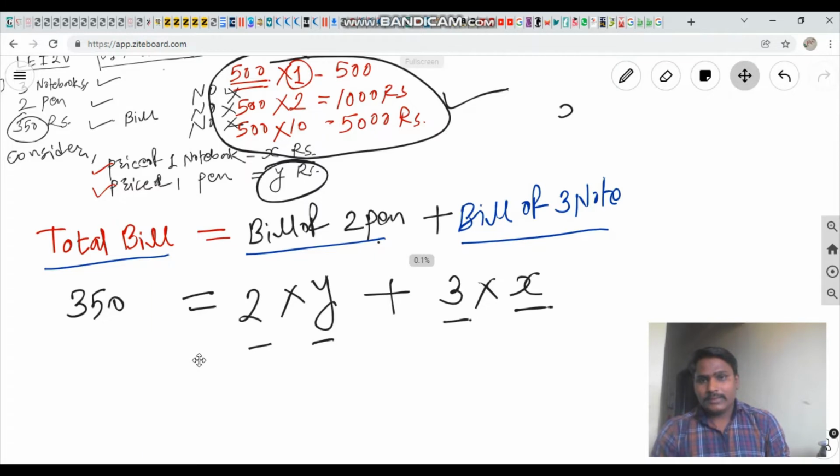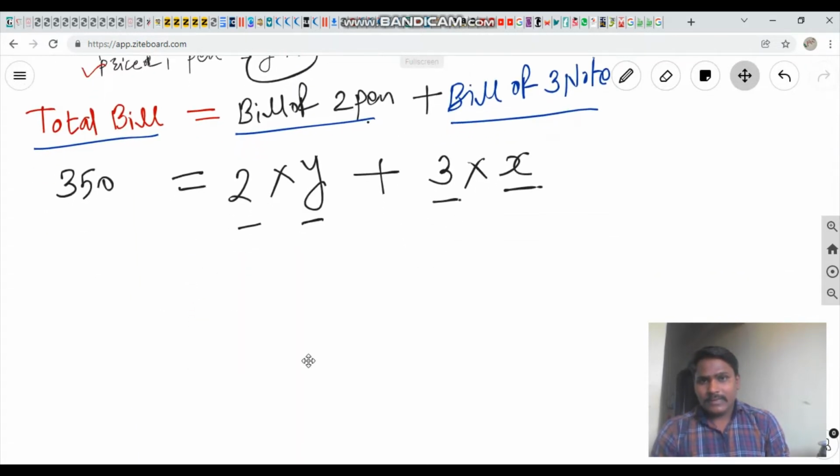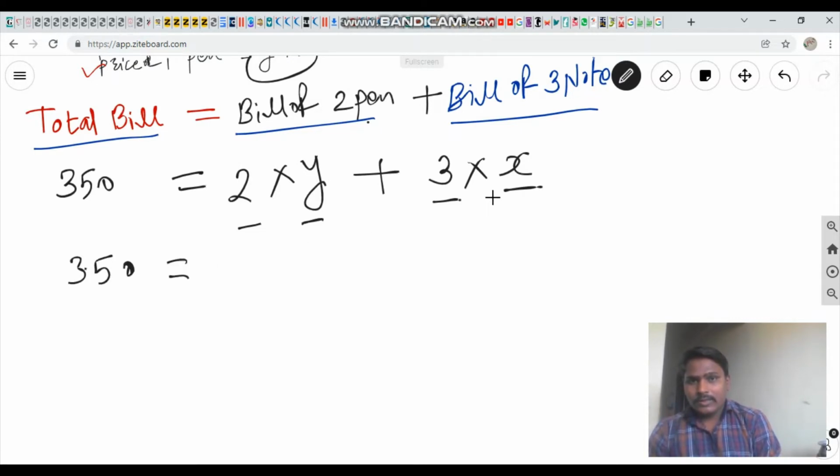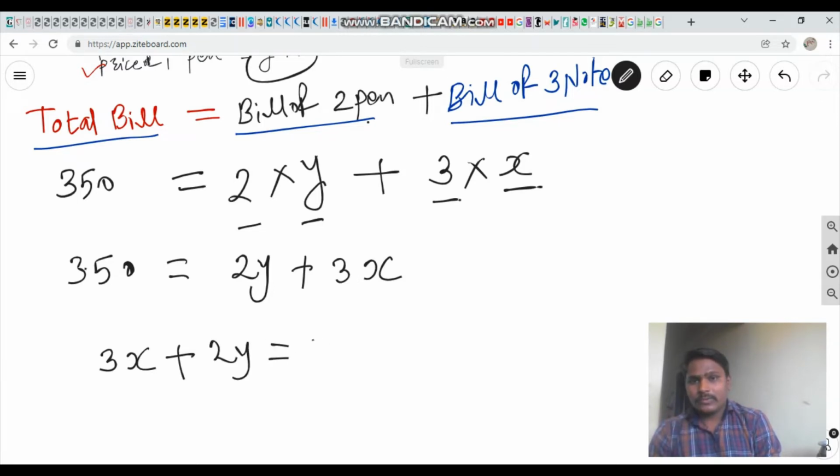Now this can be further written like this: 350 is equal to 2 into y, which means 2y, plus 3 into x, which is 3x. So here we will write it in the proper form: 3x plus 2y is equal to 350.